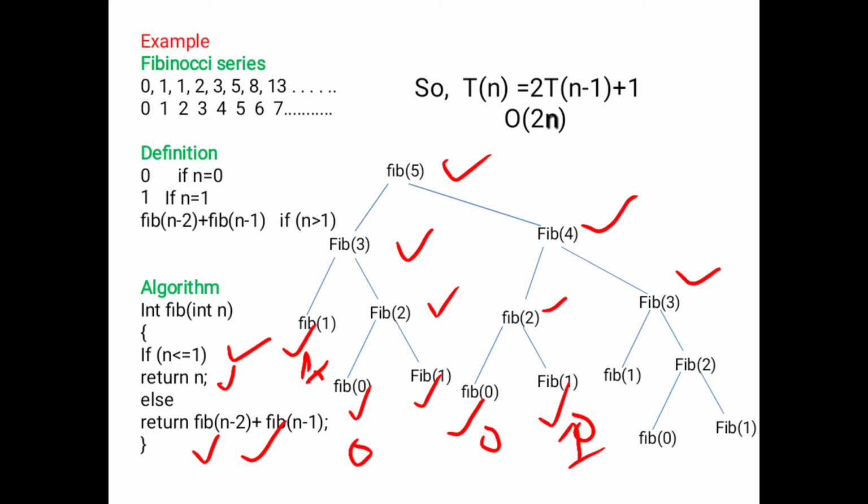Then to this function, n minus 2. So 3 minus 2 is 1, and 3 minus 1 is 2. Okay, then again fif of 2. 2 is not satisfied. So 2 minus 2 is 0, 2 minus 1 is 1.